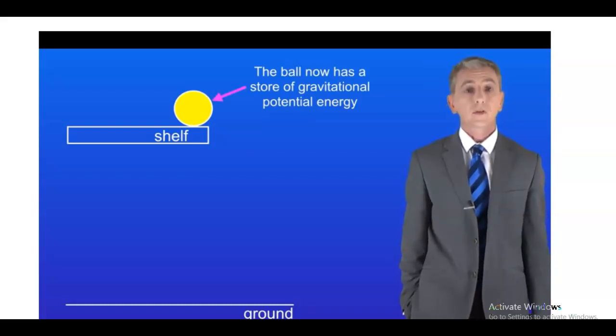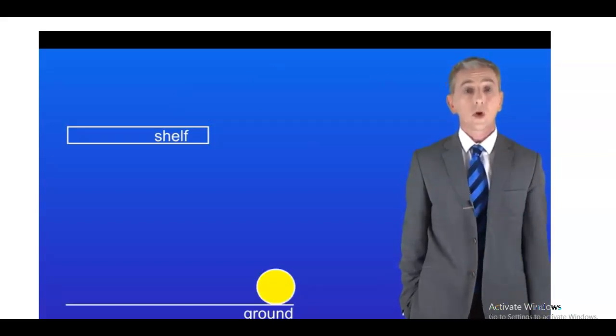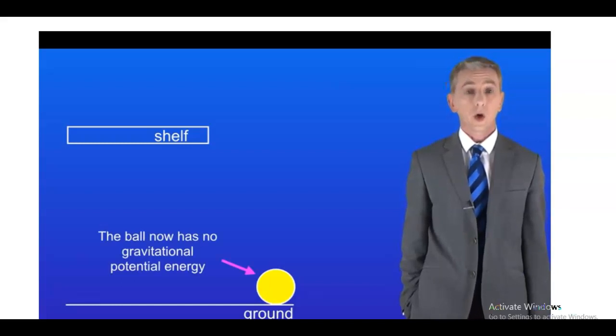If I now allow the ball to fall off the shelf back to the ground like this, then the store of gravitational potential energy is now changed to other forms of energy, such as thermal energy and kinetic energy. So the ball now has no gravitational potential energy.